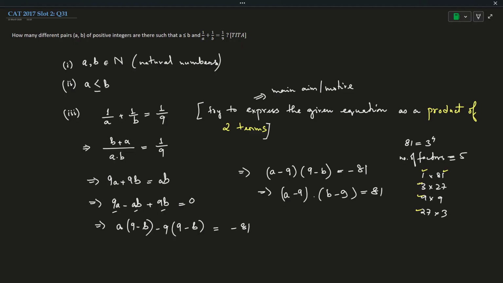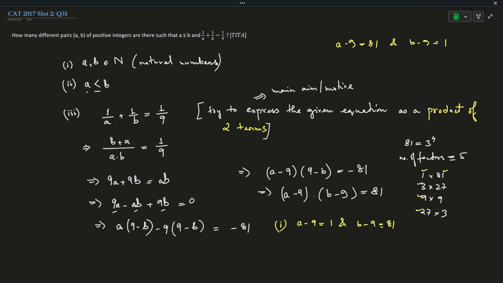So there are 5 different factors of 81, right? That means, and please note, they belong to natural numbers. That means I can say a minus 9 is equal to 1 and b minus 9 equal to 81. I can say it like this, right? Now many of you might ask why, can this also be possible: a minus 9 equal to 81 and b minus 9 equal to 1? This is also possible, right? This is also perfectly fine.